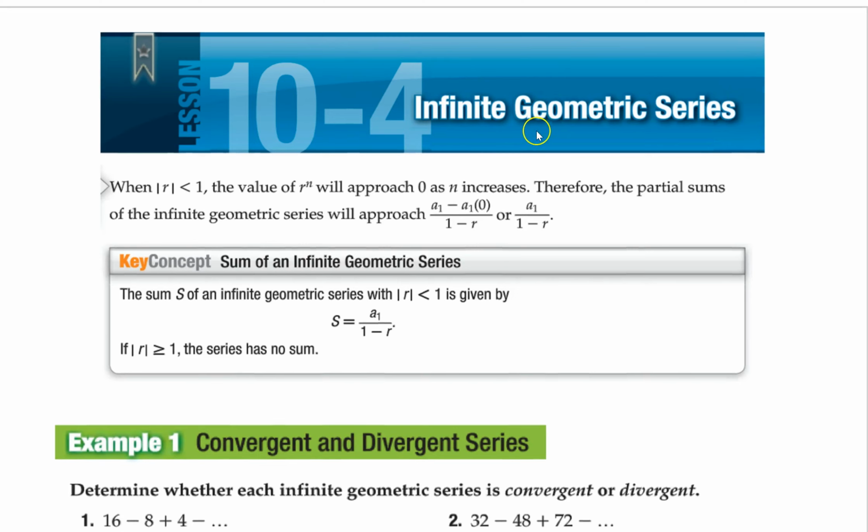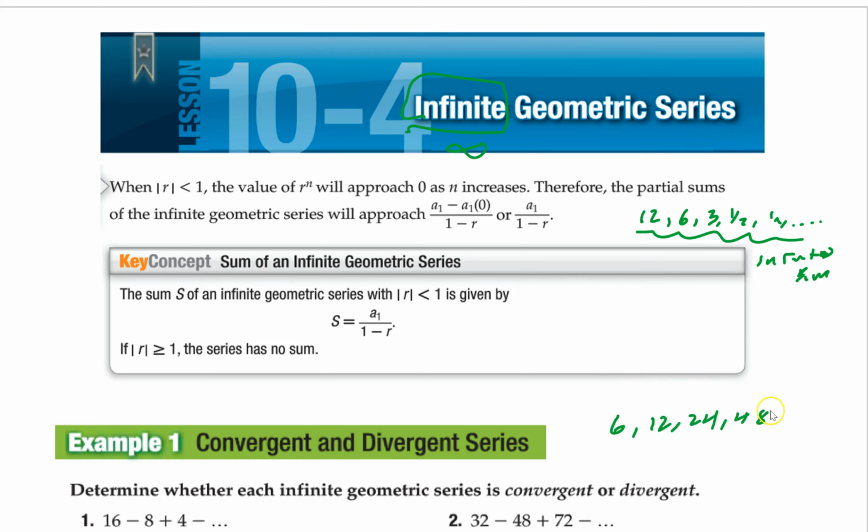So the key thing behind this one we just did, if they say the word infinite. So what if I add forever to infinity? Well, we actually can't do it. If the number gets smaller, so let's say I get 12 and I divide it by 2, I get 6, then 3, then 1 1/2, then 3/4, and yada yada yada. If the number gets smaller like that, then you actually could find the infinite sum. If the number gets bigger, let's say I start at 6 and I double it every single time, then I can't.